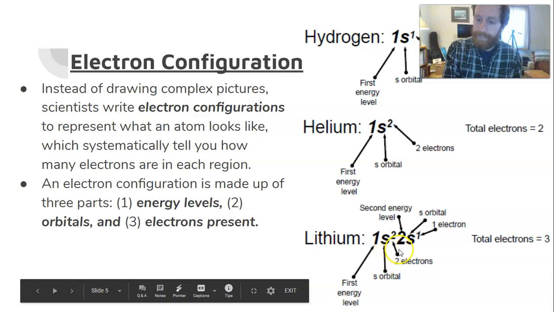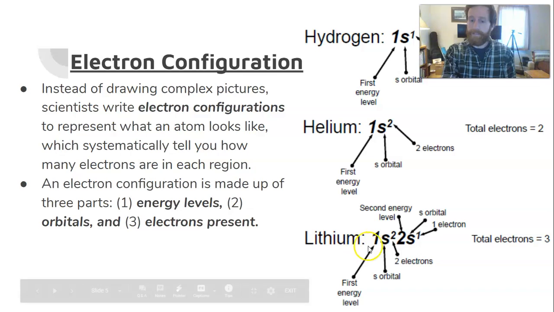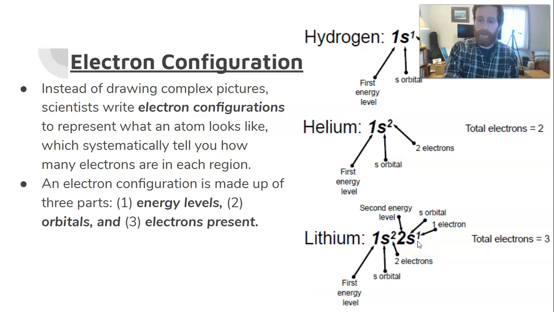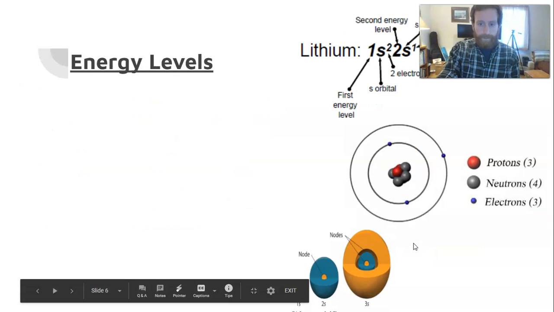So when I read 1s2, 2s1, I'm thinking lithium, this atom, has in the first energy level, in the s orbital, 2 electrons, and then in the second energy level, in an s orbital, 1 electron. So we're going to break down each of those parts.